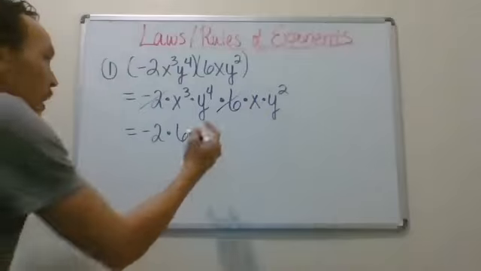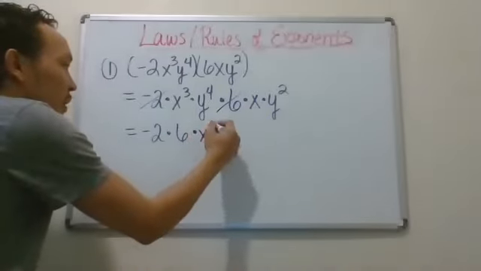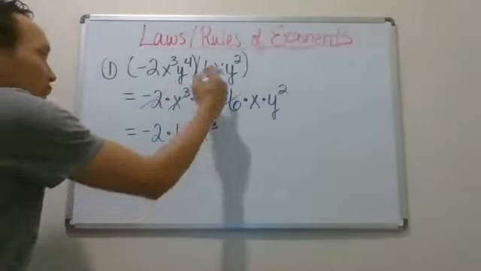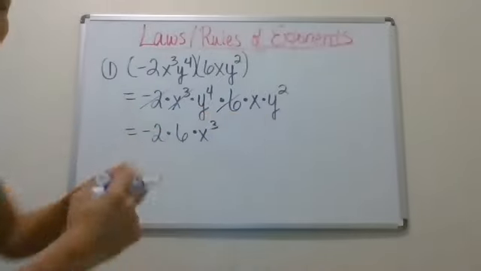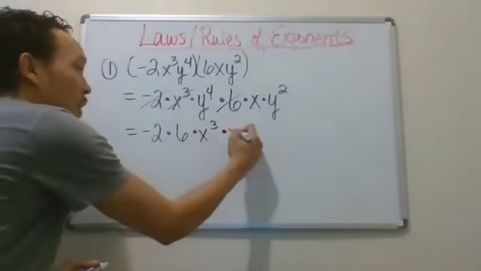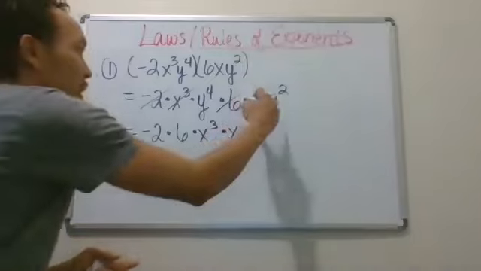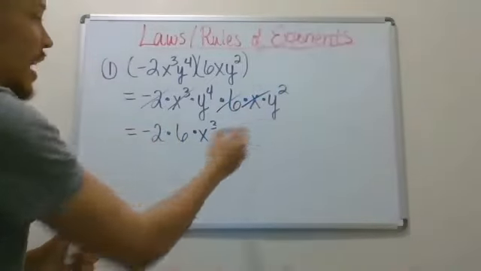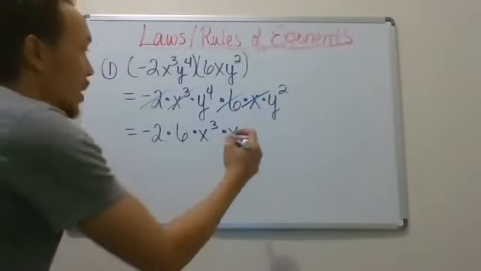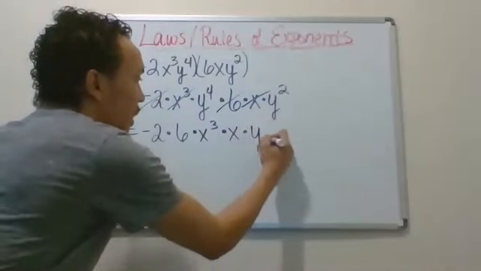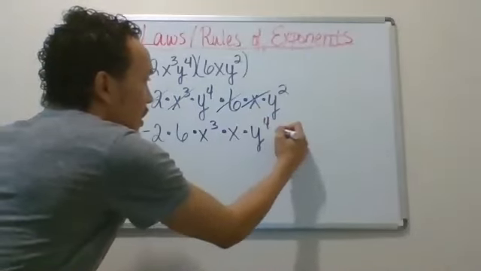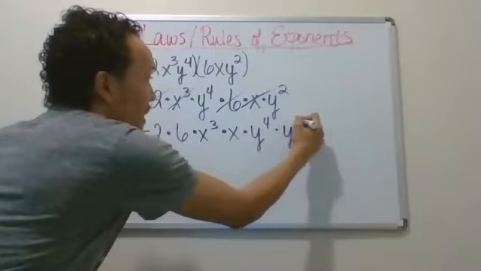Now let's multiply this entire thing by x to the 3rd. We have a like term of simply x. So we're now going to multiply this by x. And then my final two terms both have the exact same base. So we're now going to multiply this by y to the 4th times y to the 2nd.